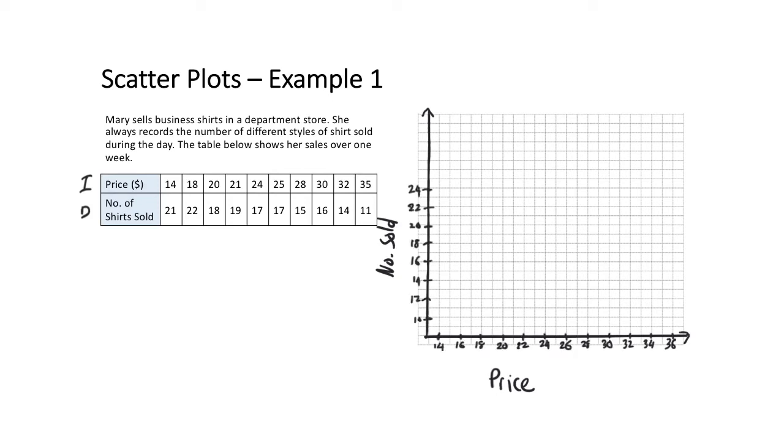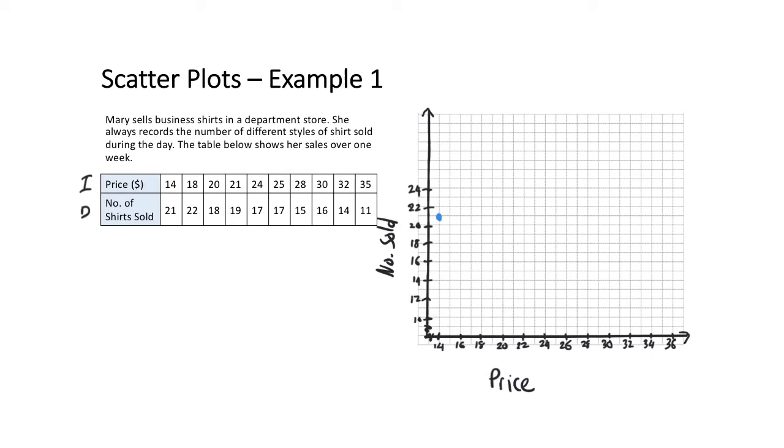So now that our scale has been added, because we haven't started at 0, we just need to add in our little symbol to indicate that they're not starting at 0 from the point of origin. And we can go ahead and start plotting our points. So our first point is going to be 14 and 21. So I'm going to go 14 and then up to 21 and put a dot.